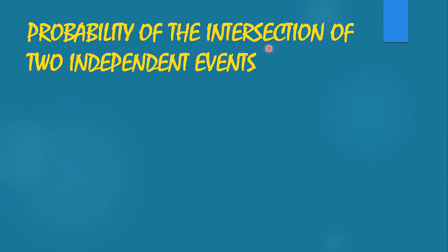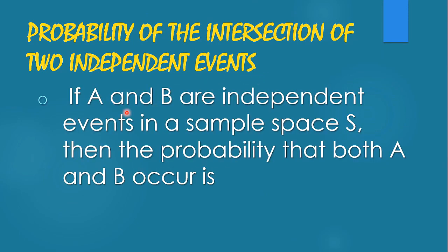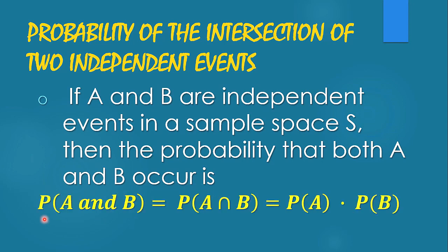For the probability of the intersection of two independent events, if A and B are independent events in a sample space S, then the probability that both A and B occur, the probability of A intersection B, is equal to the probability of A times the probability of B.